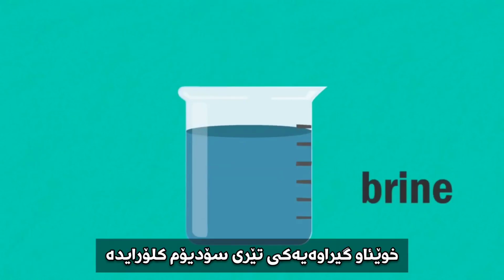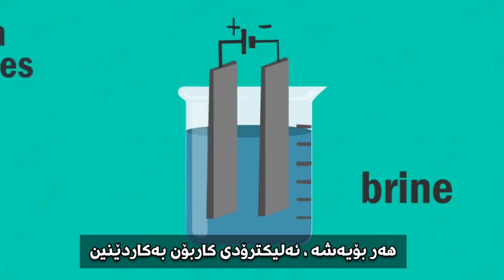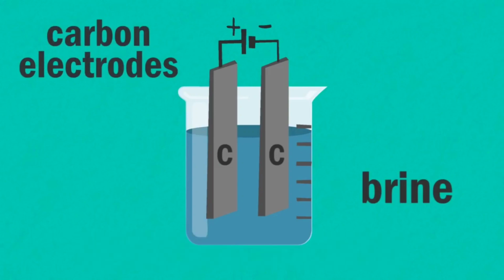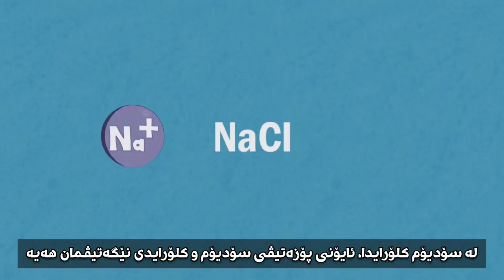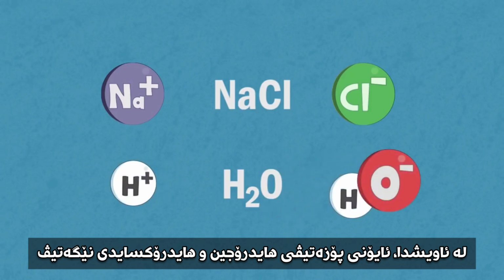Brine is a saturated solution of sodium chloride. We don't want the electrodes to become part of this reaction, and so we use carbon electrodes. From the sodium chloride, we have positive sodium ions, Na+, and negative chloride ions, Cl-. And from the water, we have positive hydrogen ions, H+, and negative hydroxide ions, OH-.